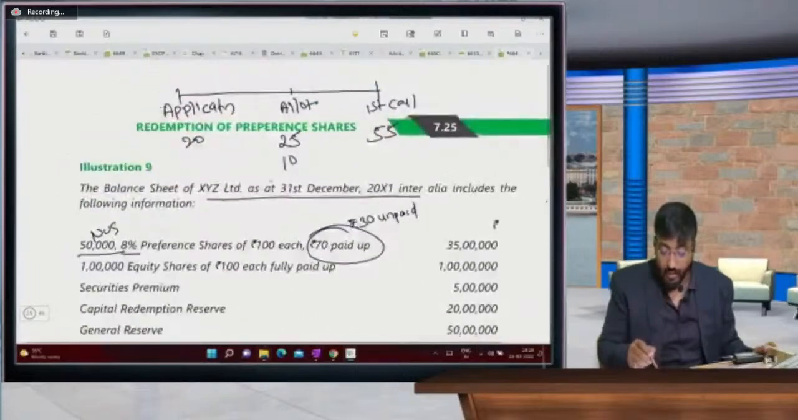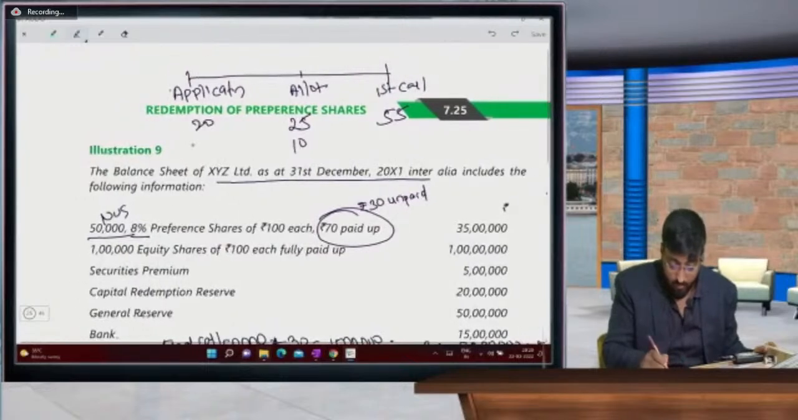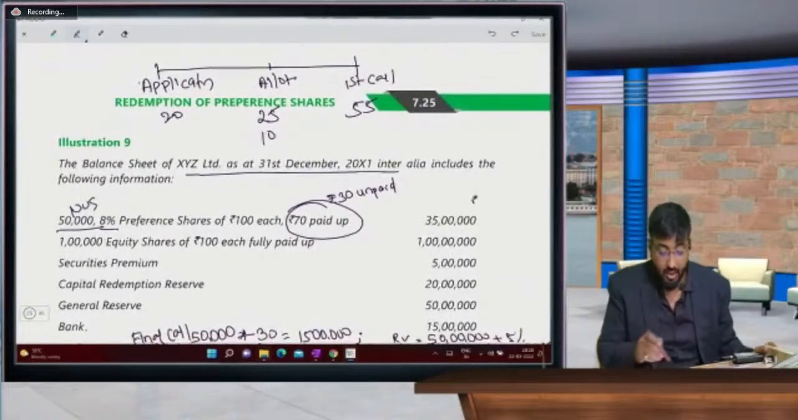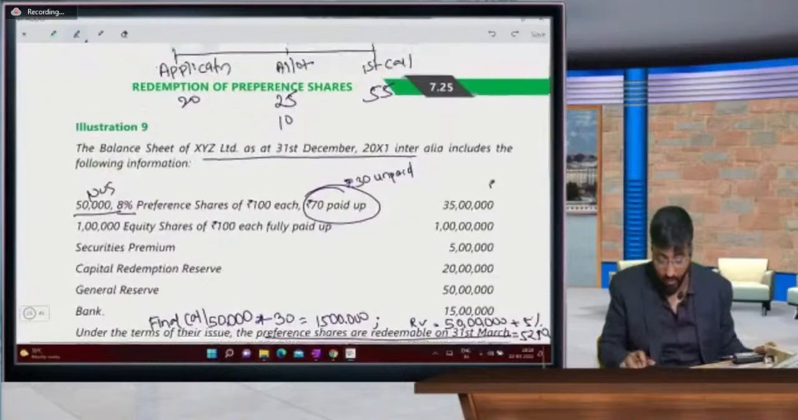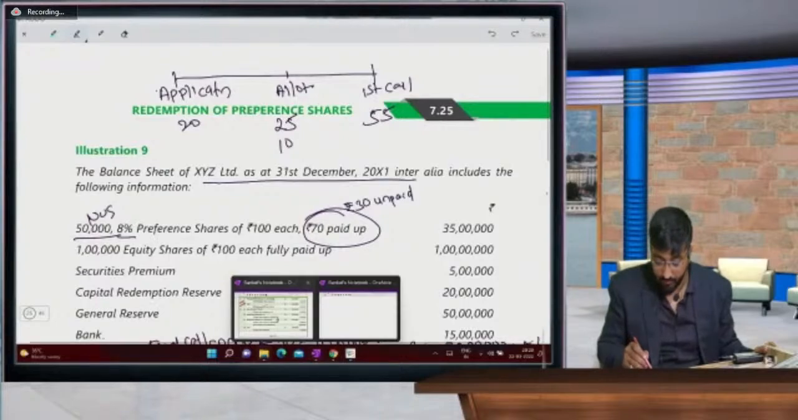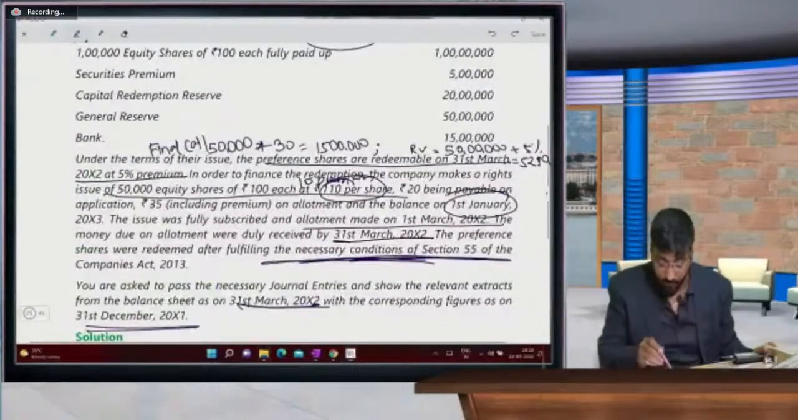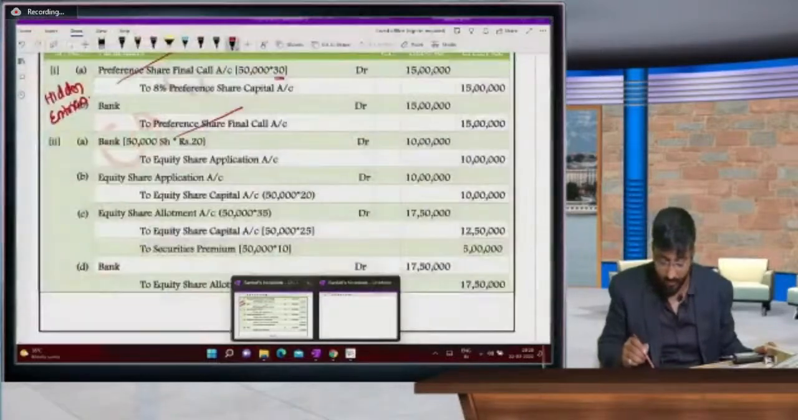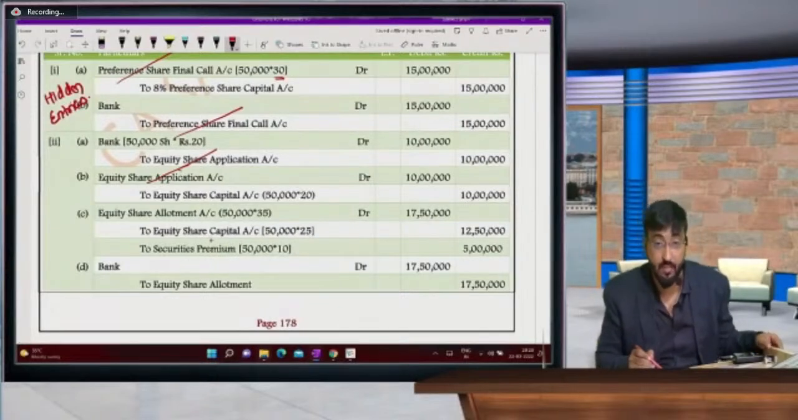So 20 rupees application. What happened here? So 20 rupees into 50,000 shares. They have given you the number of shares also. 50,000 shares into 20. Application is a temporary account that you have. And allotment to equity share capital to security premium, and bank to allotment. So allotment accounts are temporary accounts.